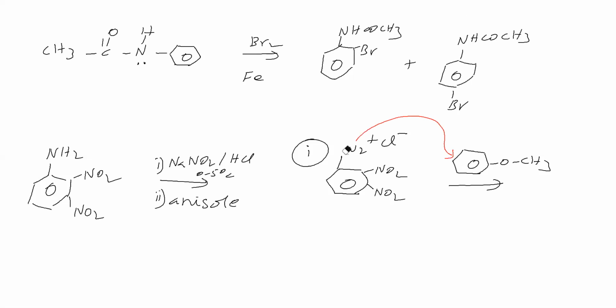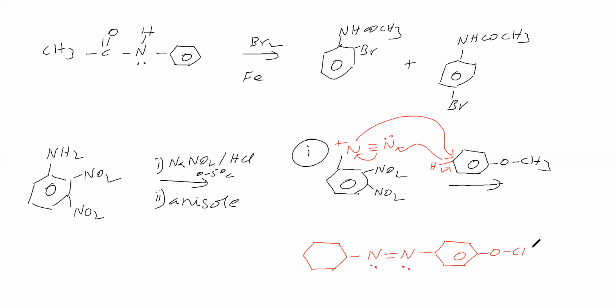Now we will write this diazonium group like this. This bond is shifting, so this bond is attacking this. So here the diazonium group becomes N double bond N. We write this phenyl ring, this OCH3, and the NO2 group at this place. The NO2 group we have written.